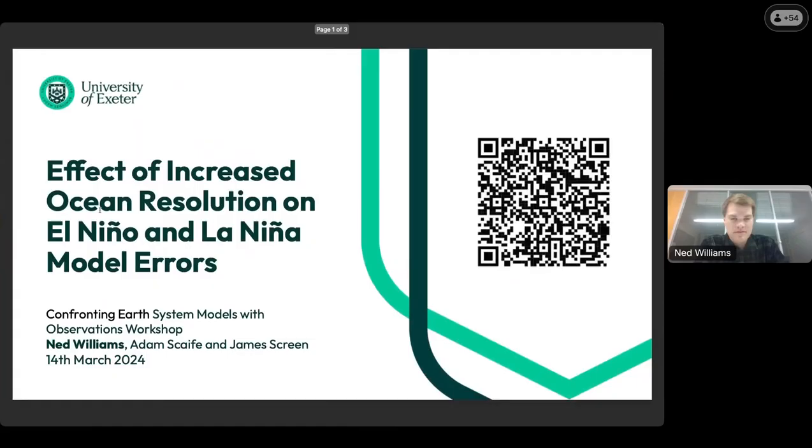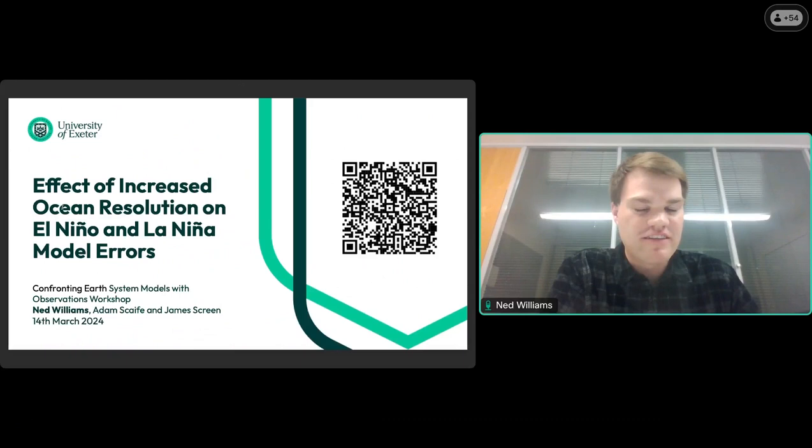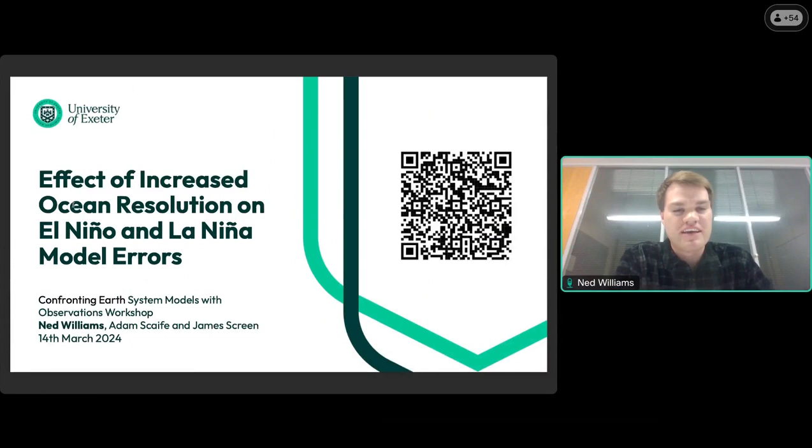In this work, I'm looking at the effect of changing ocean resolution on ENSO simulation, and this matters for good intra-annual variability, but it possibly is also relevant to trends, because we know that the models and the observations disagree on trends in the tropical Pacific, and we know that there are issues in the tropical Pacific.